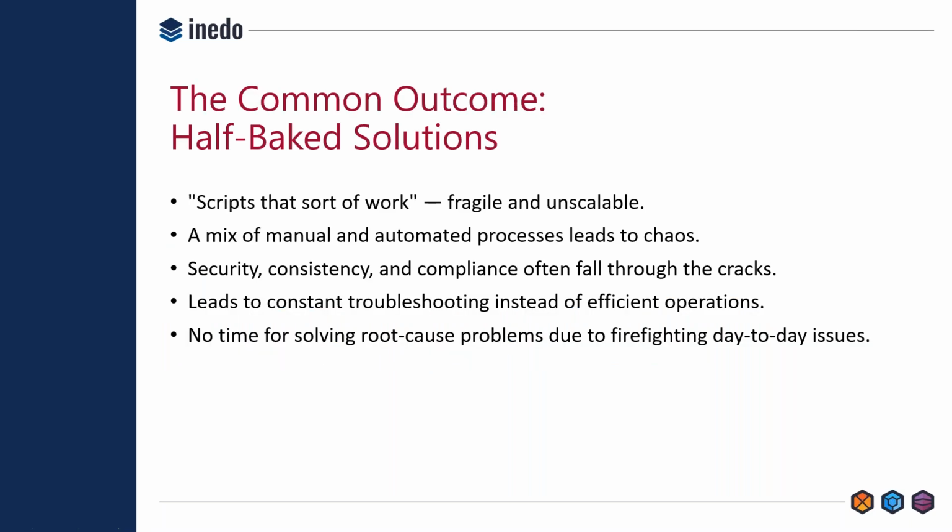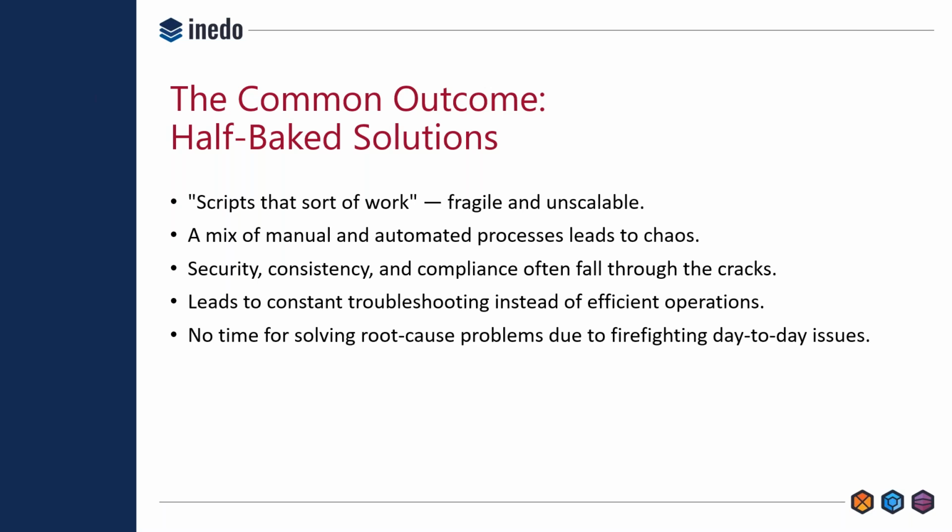So with that, as I mentioned before, the common outcome is sort of half-baked solutions, right? So we're talking about scripts that sort of work, but they're fragile and unscalable, right? Many organizations start with quick fixes, writing scripts to automate repetitive tasks. And while these scripts might solve an immediate problem, they're often poorly maintained, not well documented, and fragile when scaled. Imagine a script written for one environment failing as soon as there's a slight change in configuration. It creates more problems than it solves over time.